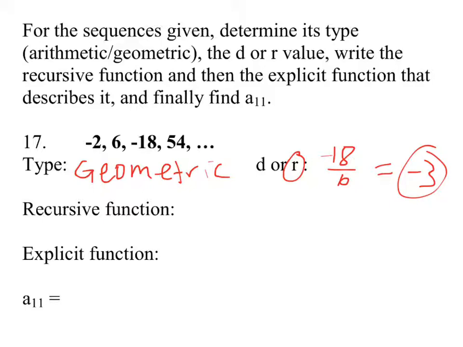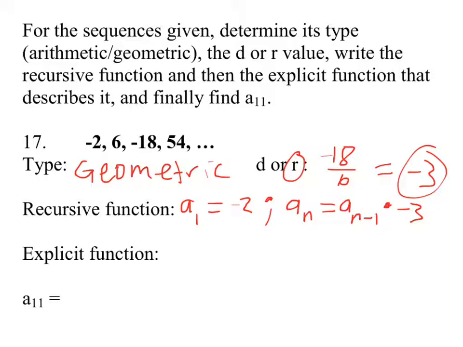The recursive functions, you always should write down where you start your sequence. So this one, a sub 1, is going to be -2 because that's where the whole sequence starts. And then you need to say what the pattern is. Well, every number, a sub n, is equal to a sub n minus 1, the previous one, times -3. Ta-da! That's a recursive function. That's all you need to put down.